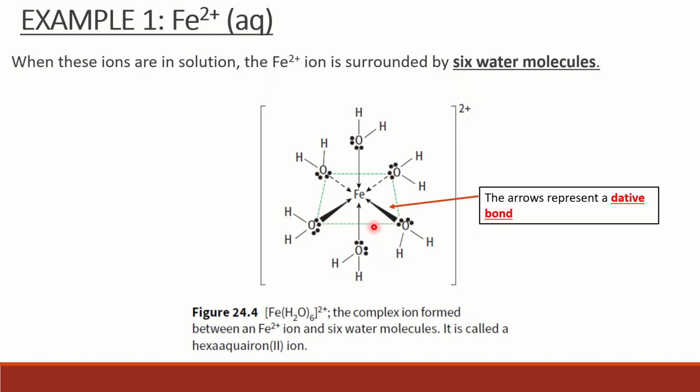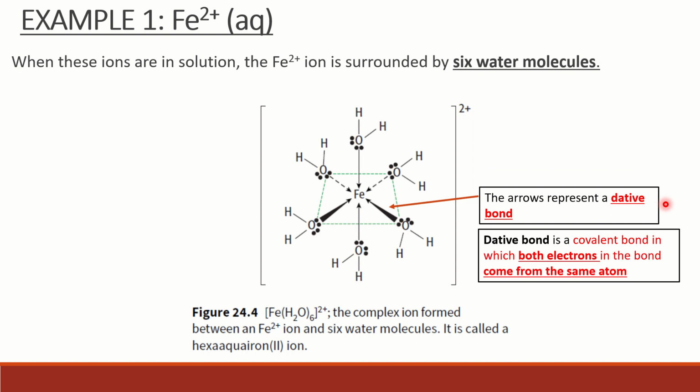Okay. And then this arrow here represents the dative bond. Again, repeat what a dative bond is. It's a covalent bond in which both electrons in the bond come from the same atom. So here in the water, the oxygen is the atom that donates both of the electrons. It's actually not donating, it's more of sharing the electrons with your Fe2+ ion.